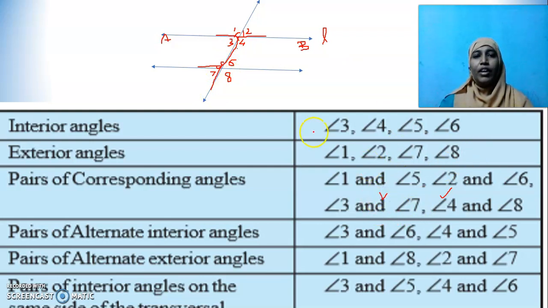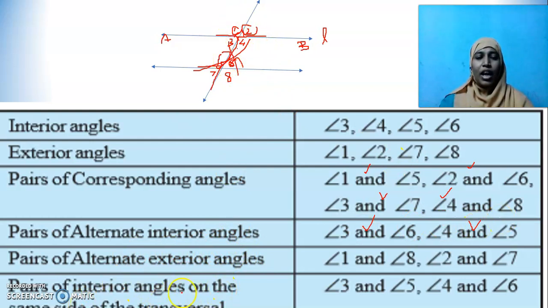So 3 and 7 is a pair. We got it. When it comes to the other pairs, we have angle 1 and angle 5, then angle 2 and angle 6. Now similarly, tell me the pairs of alternate interior angles. It is represented using this cross. 3, 6, 4, 5. Do I have? Yes, 3, 6, 4, 5. Alternate exterior angles. This is simple. 1, 8, 2, 7. Very good.